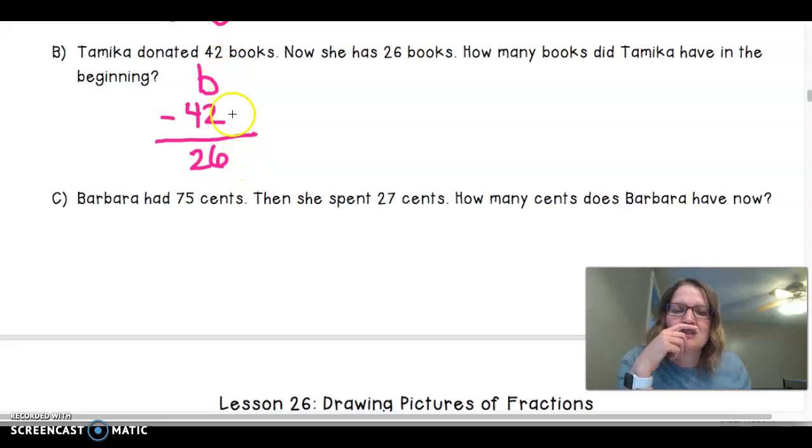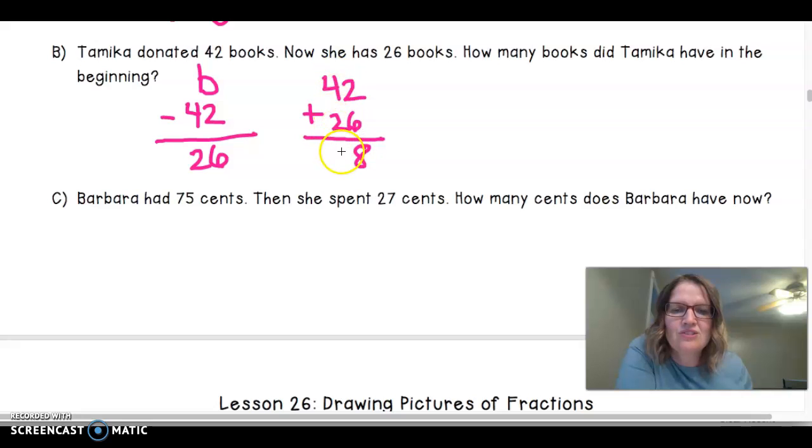So if we can subtract here, I think what we could do is we could say 42 plus, whoa. This would have given me a wrong answer. See, this is why we have to keep checking. 42 plus 26. Let's see if this works. 2 plus 6 is 8. 4 plus 2 is 6. Let's check.